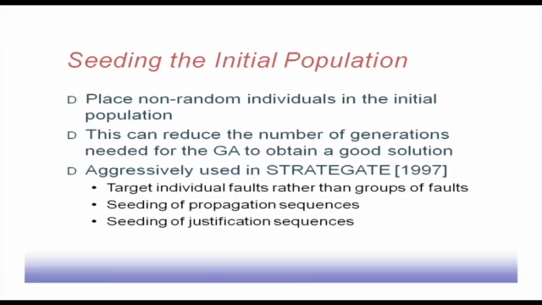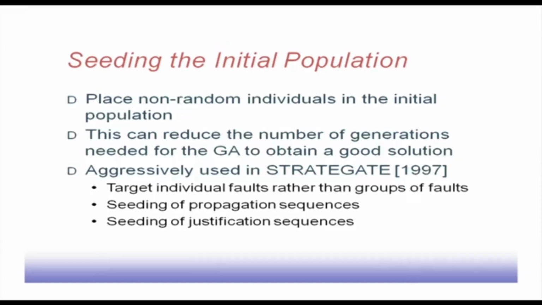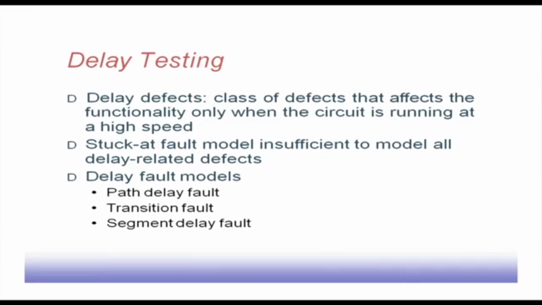And then when it evolves, possibly it will be able to capture this intelligence, that okay, this way I can propagate the fault, or this way I can excite the fault. That is actually taken care of by this process. So, apart from random testing, this seeding with non-random patterns helps a lot in the evolution process.